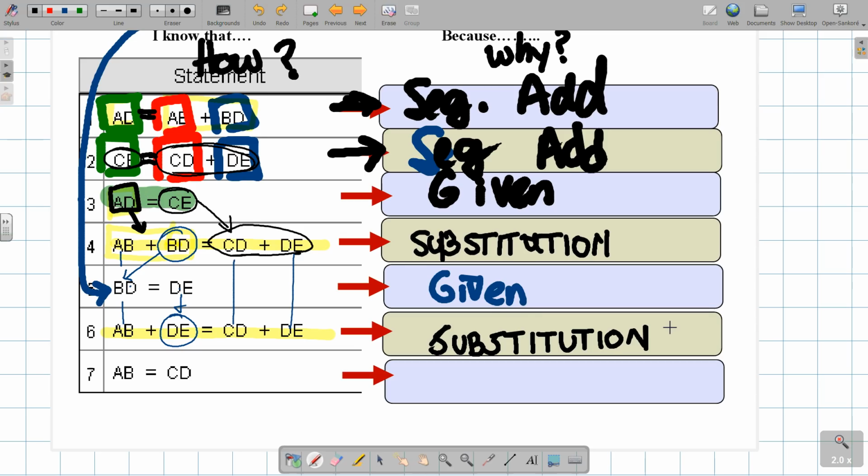Now ask yourselves, why did we do that? Do you see now we have the exact same thing? Our target is to get AB and CD completely by itself. That's what we're trying to prove. We're trying to prove those segments are equal. Because these are equal, I can now subtract DE from both sides.